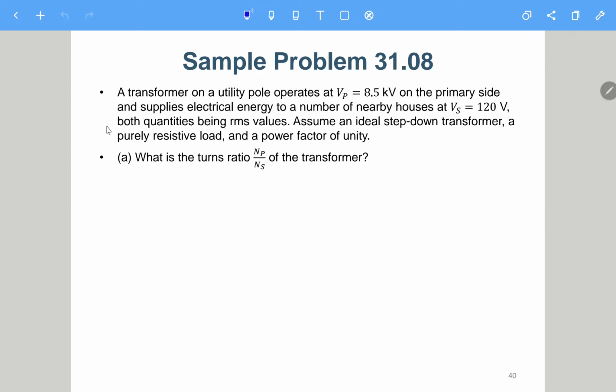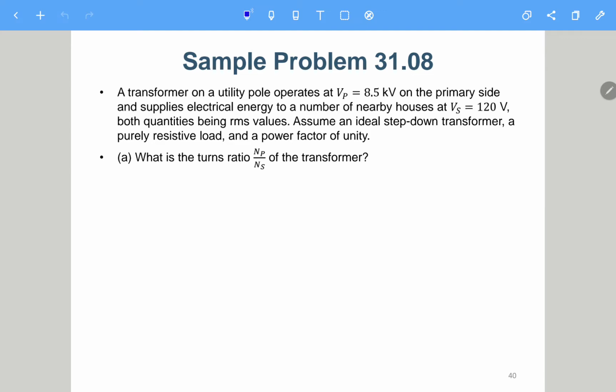Okay, so this is a sample problem. It says a transformer on a utility pole operates at Vp equals 8.5 kilovolt. Which means that from the electrical generator, it has already been converted to a few thousand volts, so that it can transmit it to some small area.